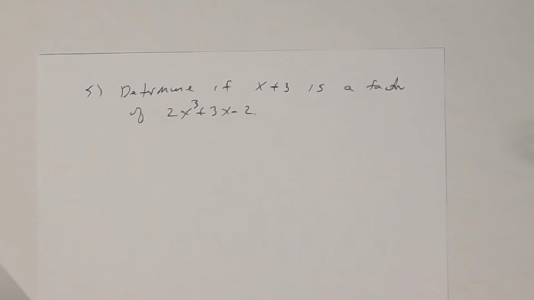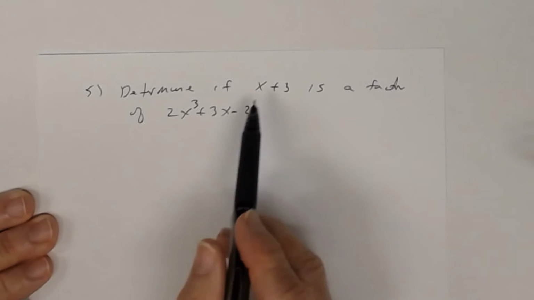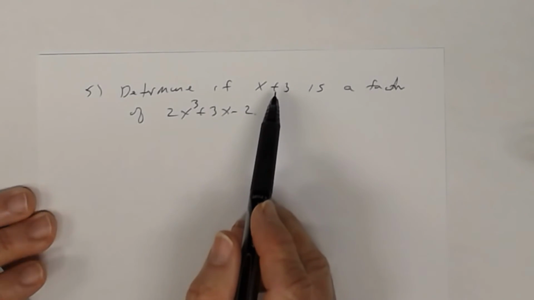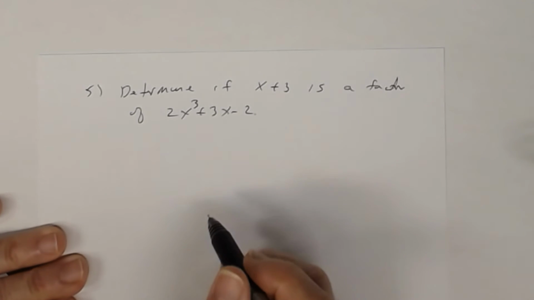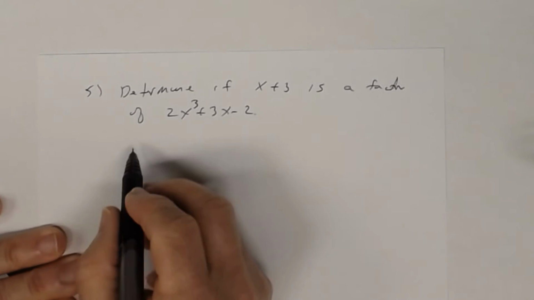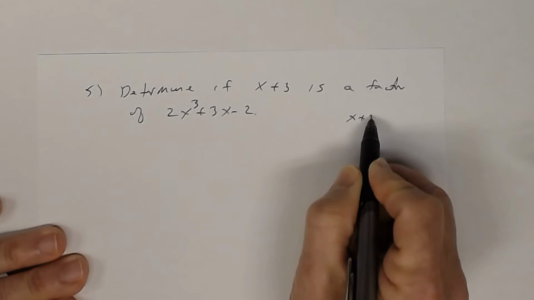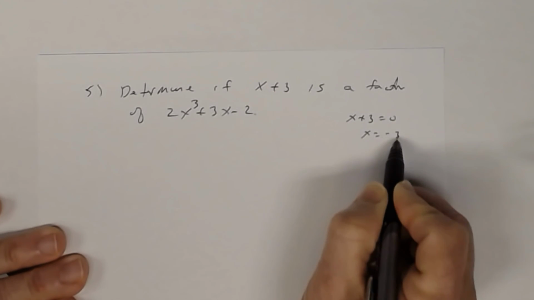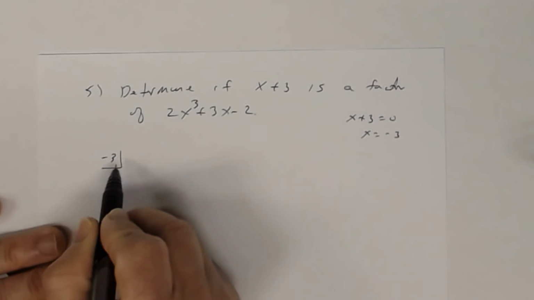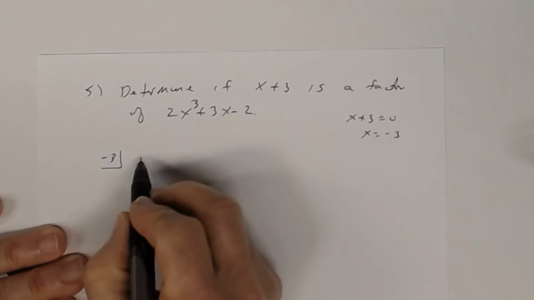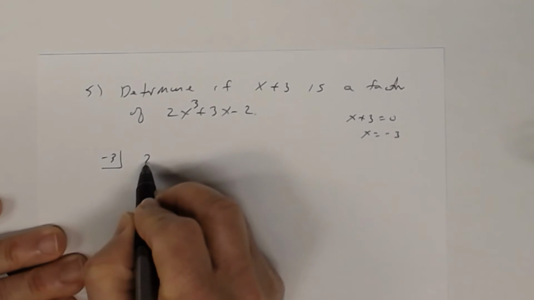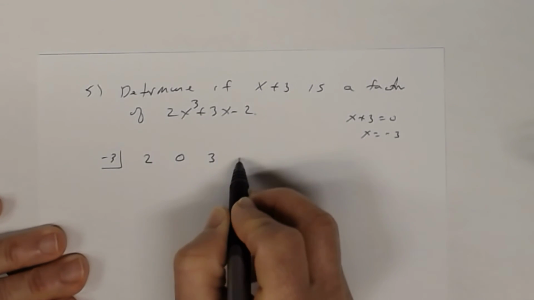All right. So let's go ahead and do synthetic division on this to see if this x plus 3 is a factor of this. So remember, if the remainder is 0, then it's a factor. Okay, so we need to look at the remainder. Okay, so I take x plus 3, set equal to 0, and I get x to be negative 3, and so that's what's going to go here, negative 3. Now I do have a missing term here, so the x squared is missing, so I must make sure I write 0 there. So I have 2, 0, 3, negative 2.